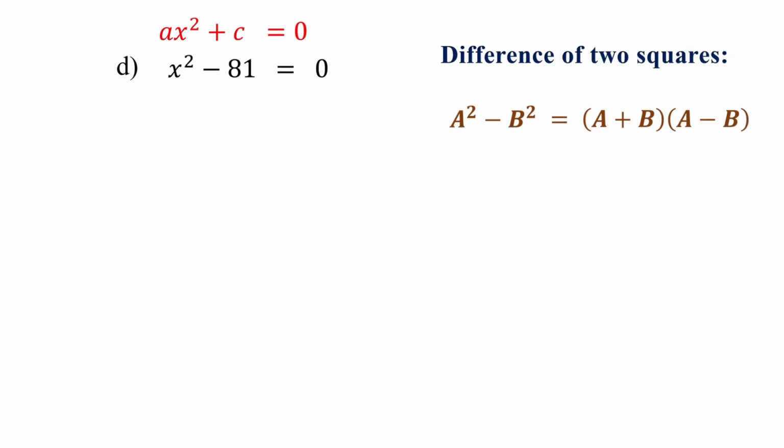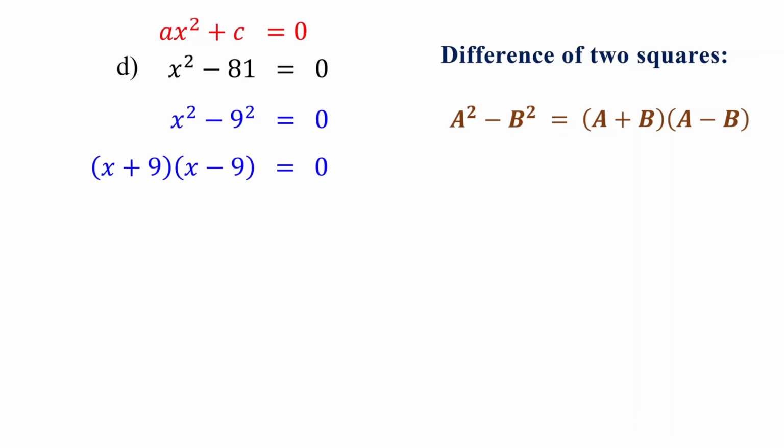In this example, 81 is a perfect square and can be written as 9 squared, right? As you can see, this is now the difference of two squares, and we can factor it as x plus 9 times x minus 9. Now we have completed factoring.